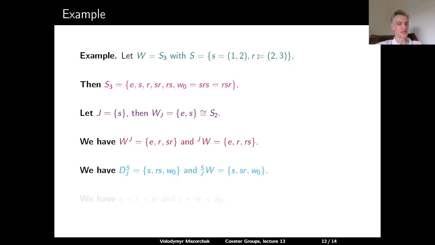Now the longest representatives in the right cosets are S, RS, and W0, and on the other side we have S, SR, and W0. This should be D.